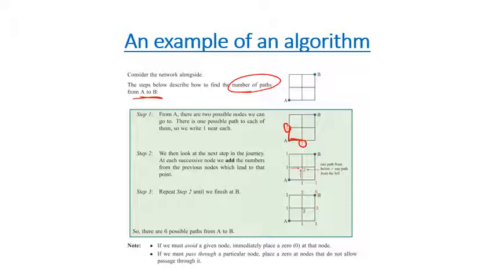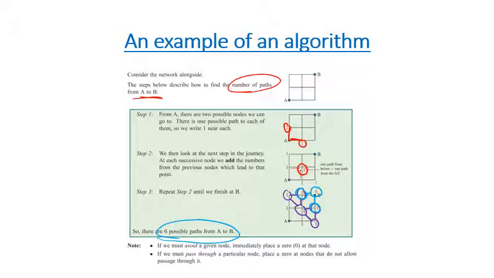From A, we then look at the next step in our journey, so in the path. At each node, we add the numbers from the previous nodes which lead to that. So for example, our middle number is going to be 2 because we've added the 1 and the 1, because we can either go up across or across up. And that'll give us 2. And then we keep adding on from there. This becomes a 3 because we've added the 1 and the 2. This also becomes a 3 because we've added the 1 and the 2. And then our final answer is going to be 6 because we have a 3 and a 3 added together to make 6. So there are 6 possible paths to get to B.